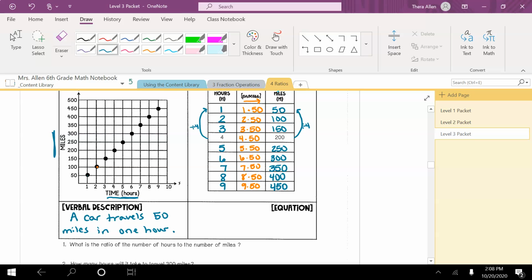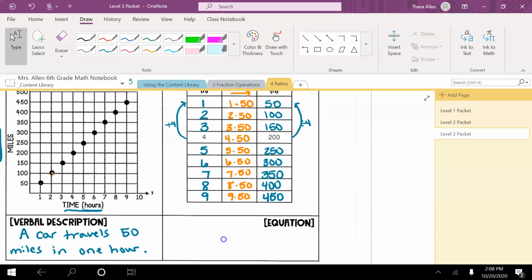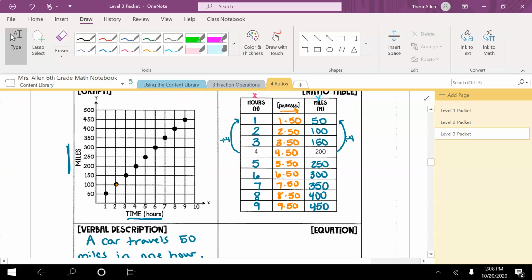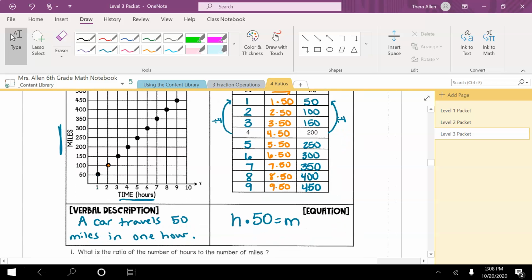Normally, when you are describing your ratio, you're going to use the simplified version of your ratio. And then for an equation, remember, we have the hours. We look at the process. It is the hours times 50, which gives us the miles. And another way that we can write that is miles equals 50h.